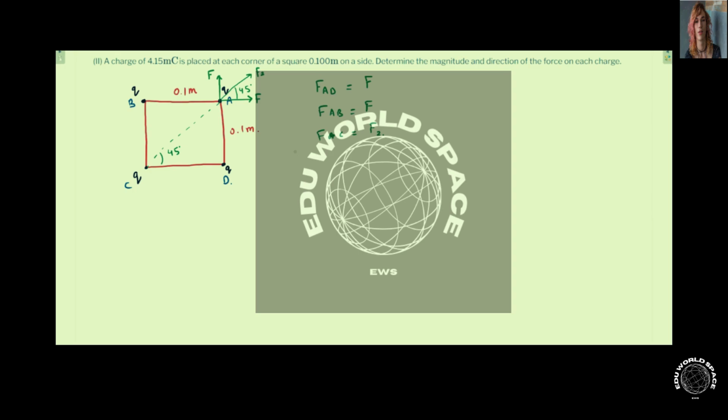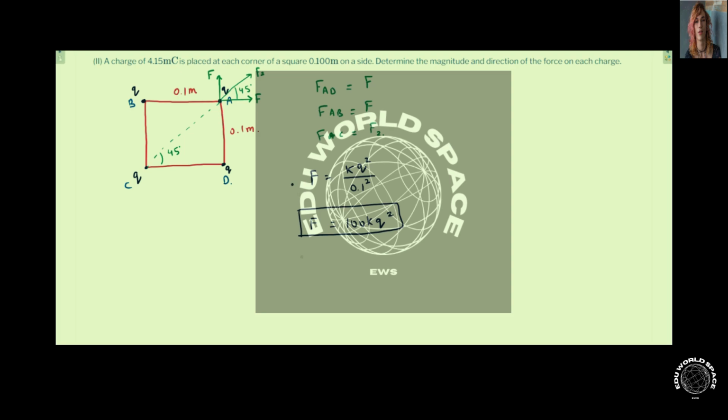Now we have to find the resultant of F and F2. Let's first calculate the values of F and F2. So the force is going to be K Q1 Q2, which is Q square over R square. R square is going to be 0.1 square, and 1 divided by it is going to be 100. So this is 100 kQ square. This is the value of F.